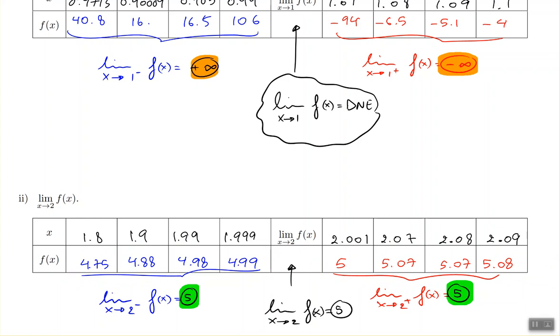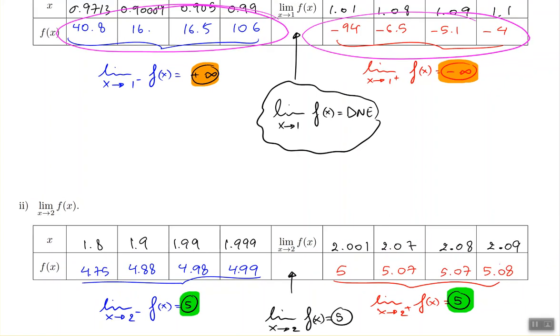However, the table on top has random numbers on the left and random numbers on the right that have no pattern. The pattern is that they're all getting bigger or all getting smaller. That's the only pattern there. They're not pointing to the same exact number like 5 or 10 or 100. So that's the reason why we said infinity and negative infinity on that problem. I hope that this makes sense.